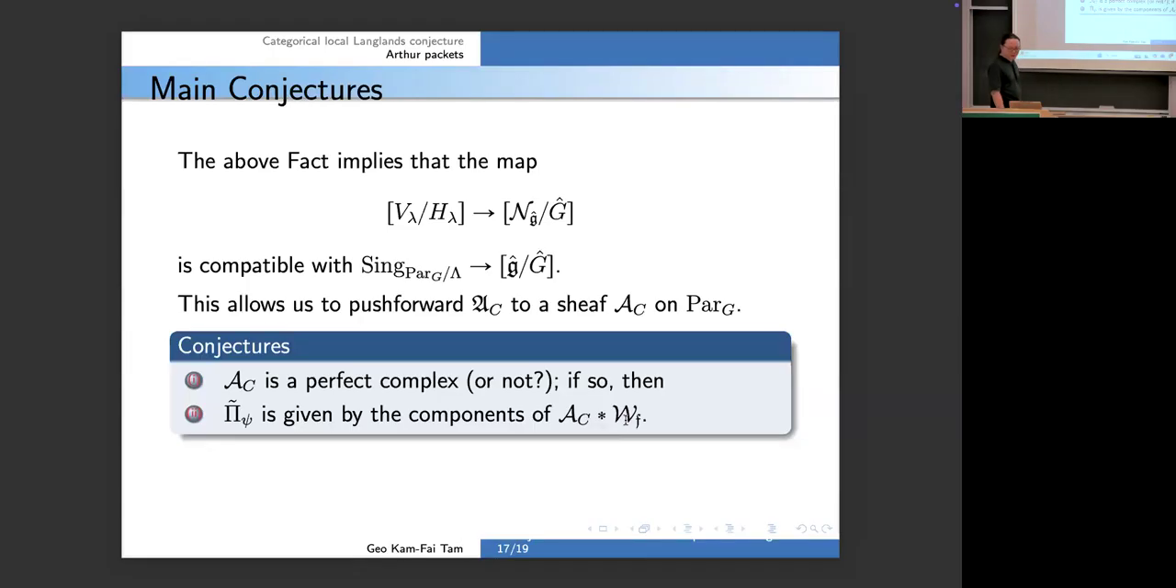I think even though this conjecture may not be completely correct, this spectral action on the sheaf by the so-called Arthur sheaf is still worth studying. Sorry about all these technicalities, but yeah, this is the end of my talk.